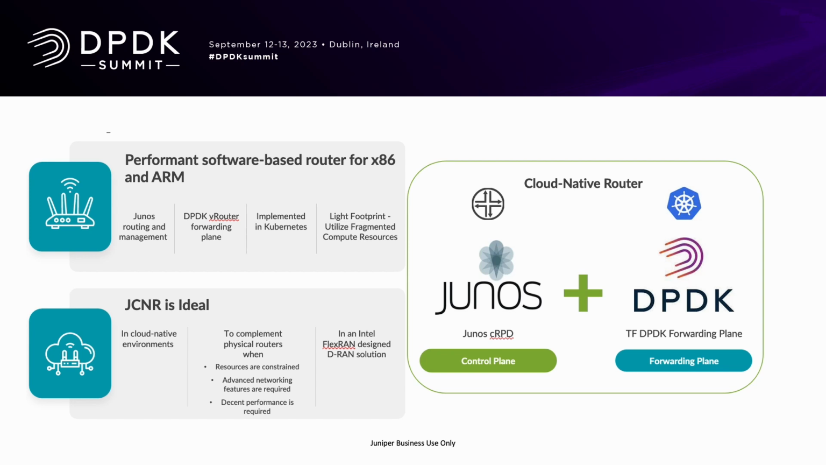In JCNR, we have taken Juniper's flagship OS called Junos and made it into a containerized form factor and are using it as a control plane. For the forwarding plane, we have taken the open source Tungsten Fabric DPDK powered vRouter, and with this we've integrated the Kubernetes machinery which performs the lifecycle management and simplified operations and deployments and made it cloud native.